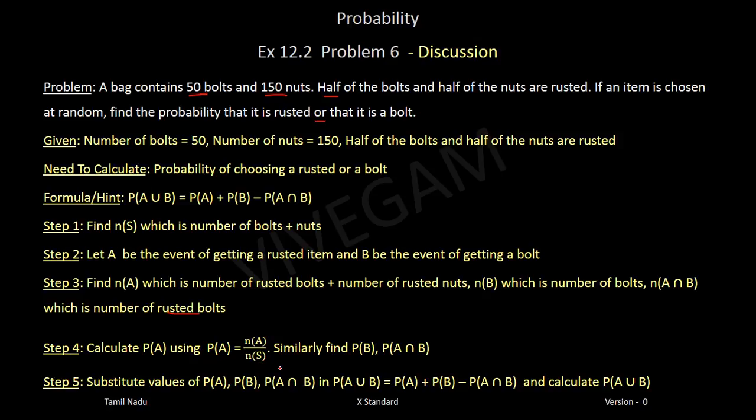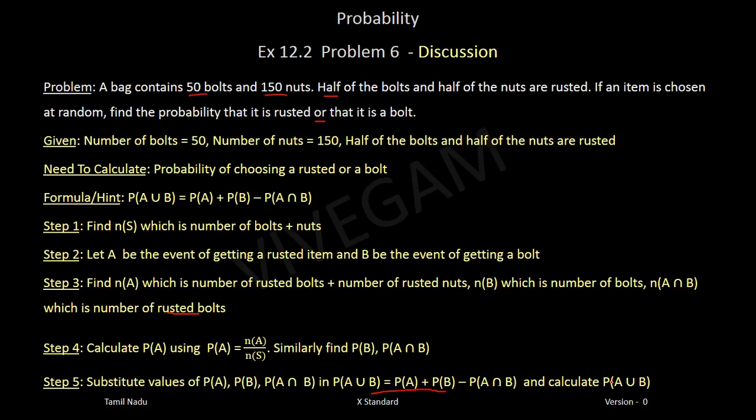Once you have this, substitute all these values in this formula. Probability of A union B, which is what we want. What is that? Probability of rusted or a bolt. Alright, A is a rusted item, B is a bolt. So probability of getting a rusted or a bolt is probability of A, which is probability of selecting a rusted item, plus probability of B, which is probability of getting a bolt, minus probability of selecting a rusted bolt. So substitute here and get the value of probability of A union B.